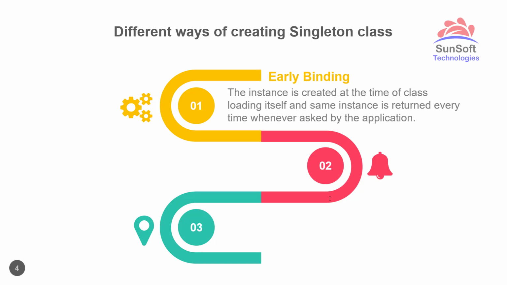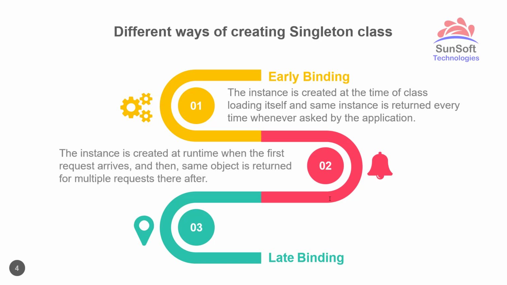This is called early binding, because the instance is already created and kept in memory at the time of class loading and returned every time thereafter. Then the next two ways are called late binding, out of which the first one is created at runtime only when the request arrives the first time, and then the same object is returned for multiple requests thereafter.